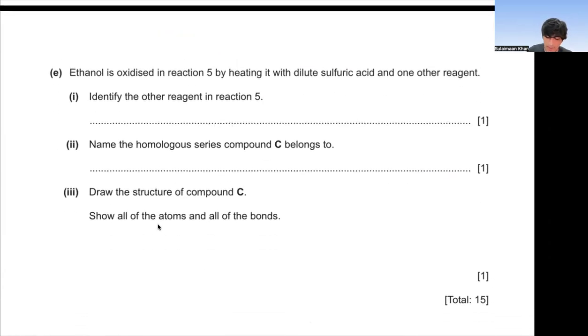Ethanol is oxidized by reaction 5. You know that when ethanol oxidizes in any reaction, it forms a carboxylic acid. So if ethanol had oxidized, it would give you a carboxylic acid. What would be the name of that carboxylic acid? It's a 2-carbon alcohol, so it's going to give you a 2-carbon carboxylic acid, which is ethanoic acid.